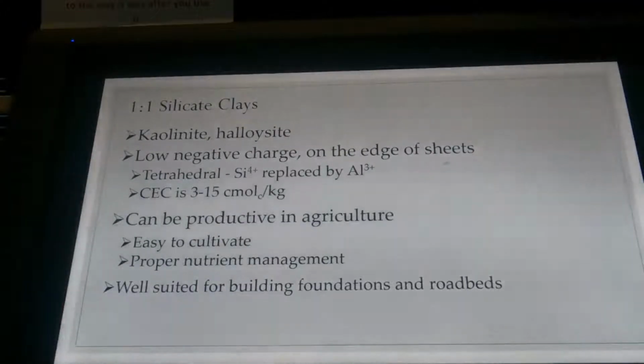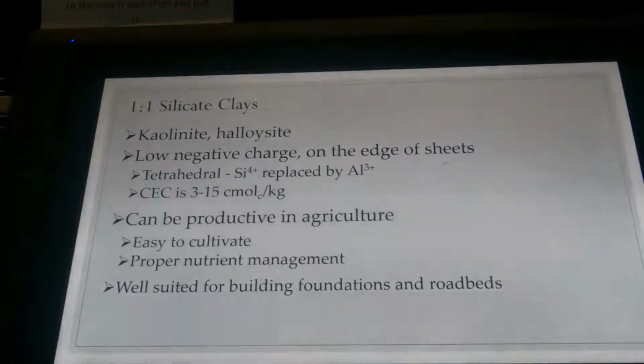Remember, we're talking about the little cup here. 1-to-1 silicate clays. In the tetrahedral, we have silica could be replaced by aluminum. We'll go over this in a few minutes. This is called isomorphic substitution. I've got a slide for it.